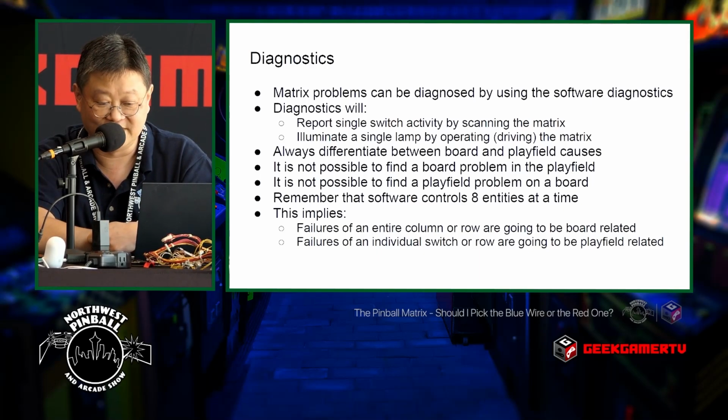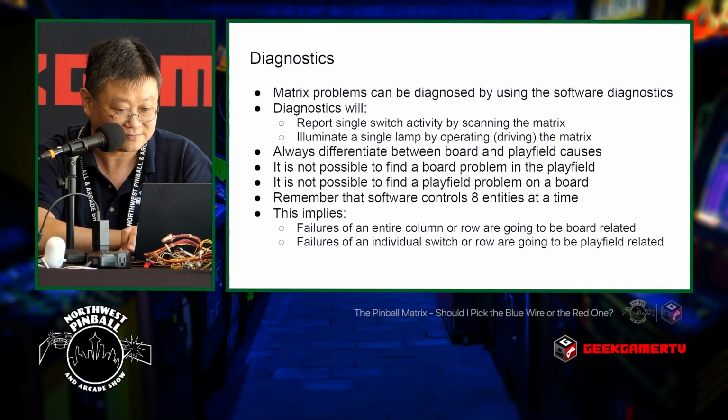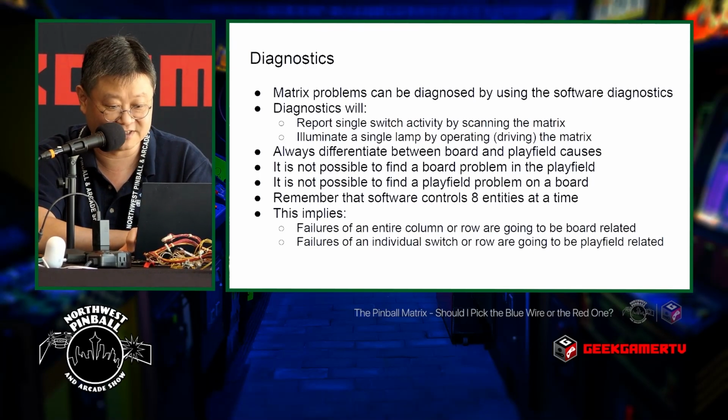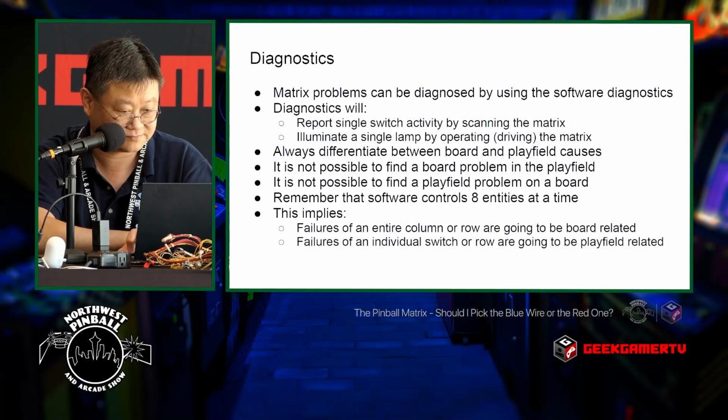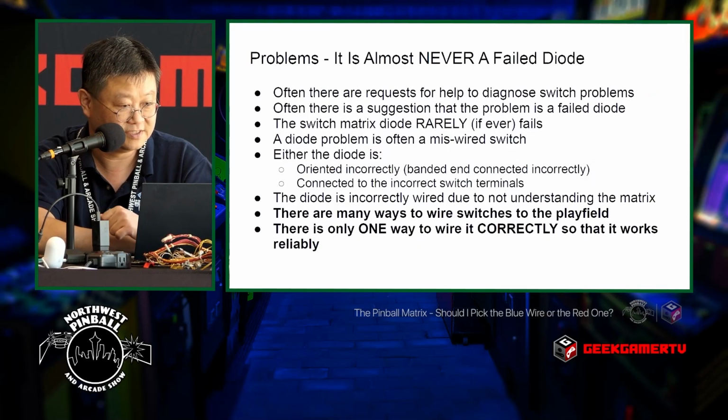And the key is to remember that software deals with 8. It always deals with 8. So if there is a failure, you will see a failure in a group of 8. That is just how it works. And those last two are the same. Failure of an entire column or row is going to be board related. Failure of an individual switch or lamp is going to be playfield related.